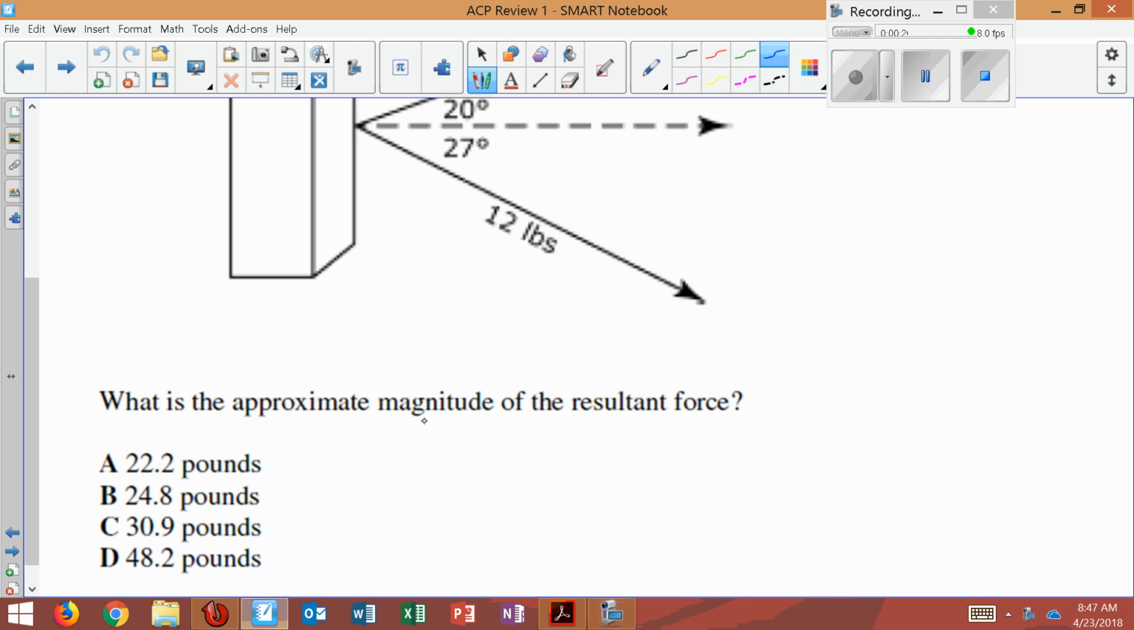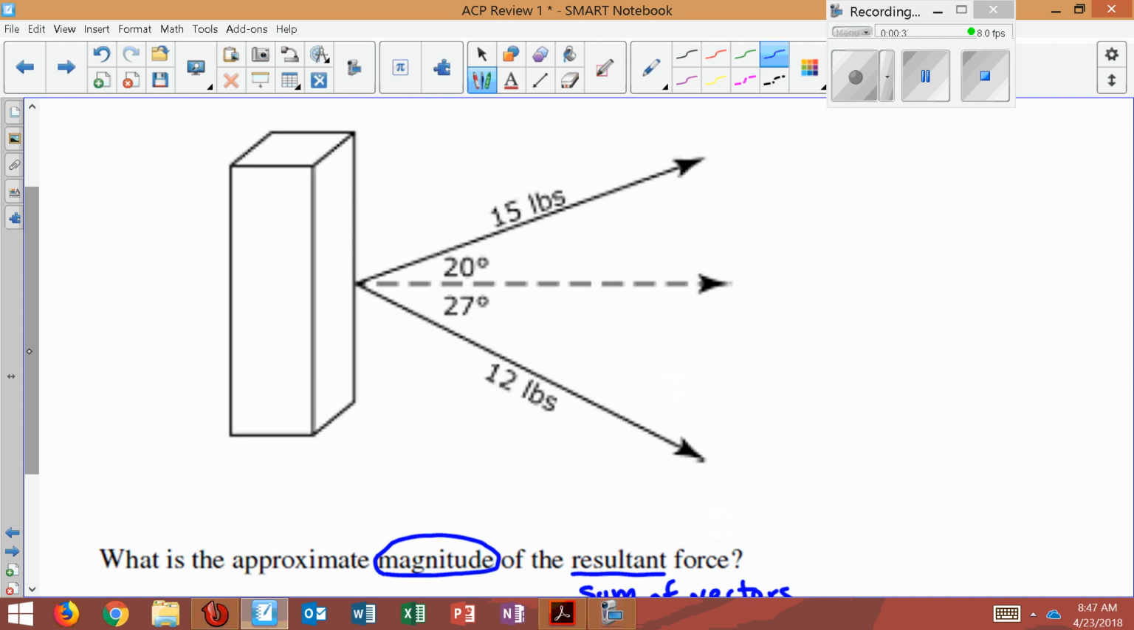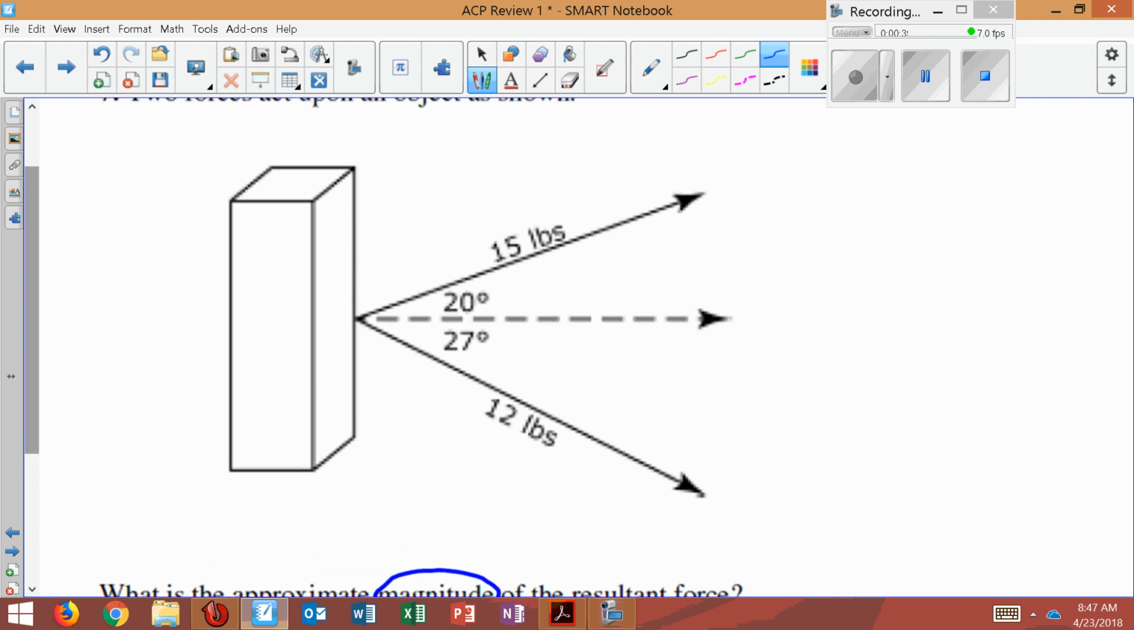So a couple of vocabulary terms. First, I'll start with resultant. Resultant is a sum of vectors, so it means we're adding up multiple vectors. Magnitude would be like the hypotenuse or the radius. It's the power, if you will, that comes out of these two vectors. So what we need to do is add the two vectors together. Now, there's multiple ways of doing this.